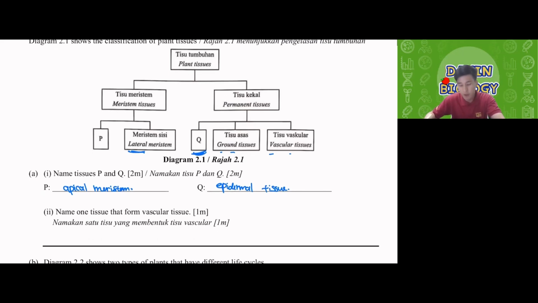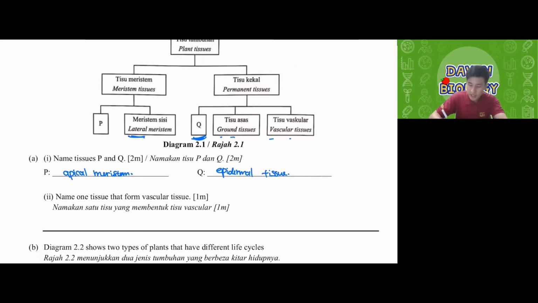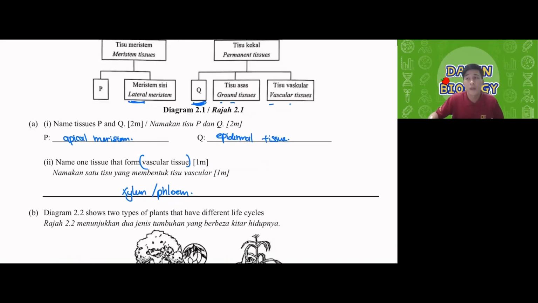Now, one tissue that forms vascular tissue. Okay, so what's inside vascular? I just only mentioned only, right? Vascular got what tissue? There are two tissues inside vascular. One and what? Xylem phloem. Correct. Josiah and Sishi, very good. Xylem phloem. They want one only, right? So either one will do.